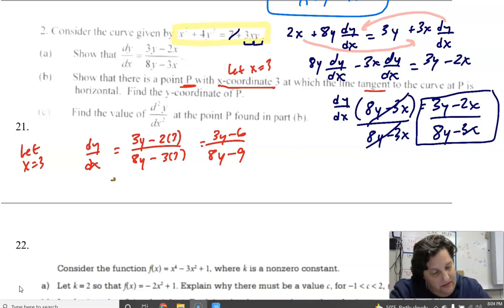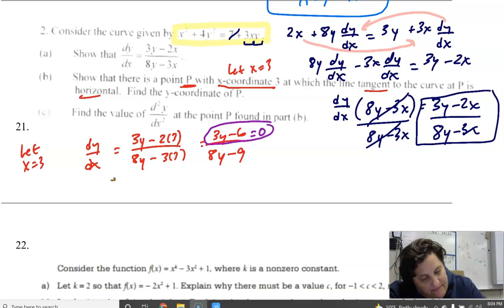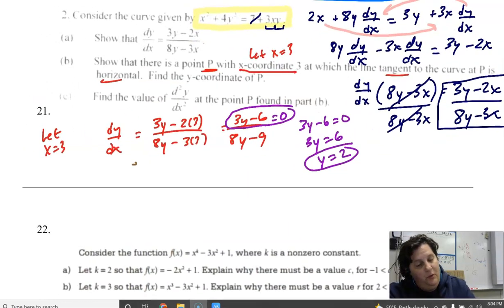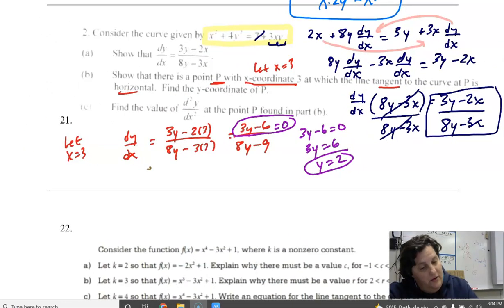And it's telling me that the line tangent is horizontal. A horizontal tangent means the top equals 0. Vertical is when the bottom equals 0, okay? But I'll have a horizontal tangent when 3y minus 6 is 0. Well, if I solve that, 3y equals 6, y equals 2. So the y coordinate would be 2. So it's basically the point 3, 2.